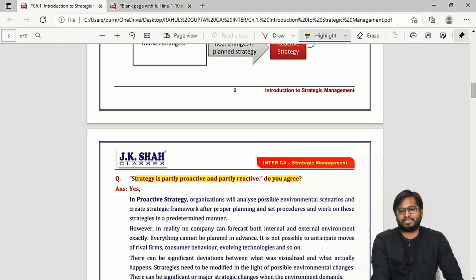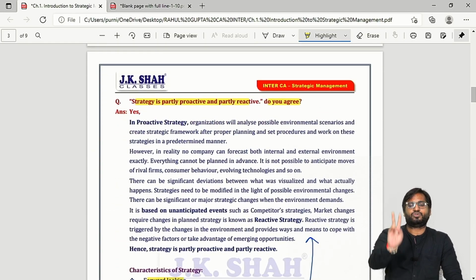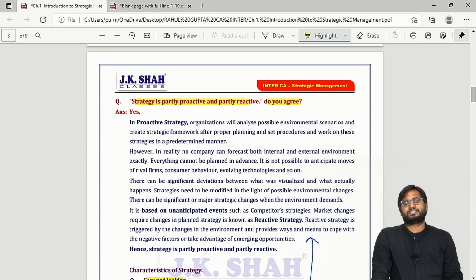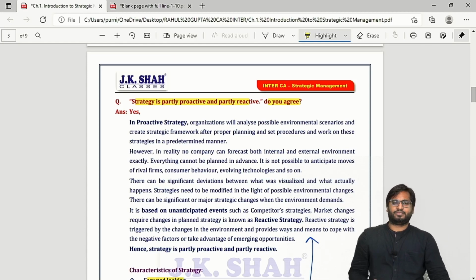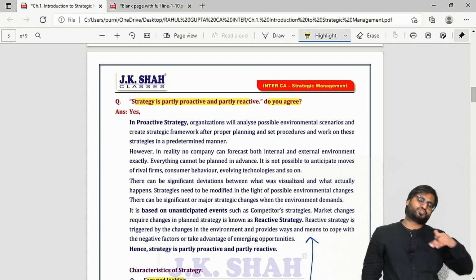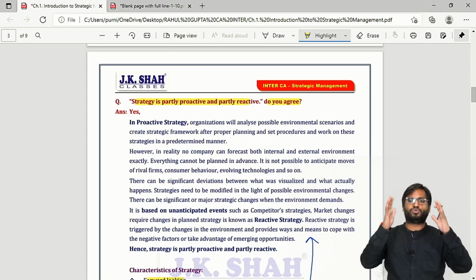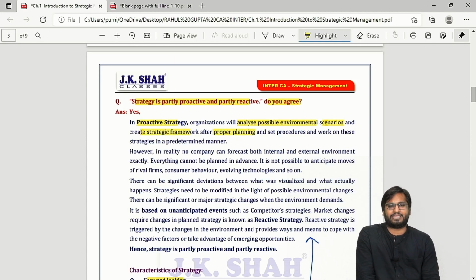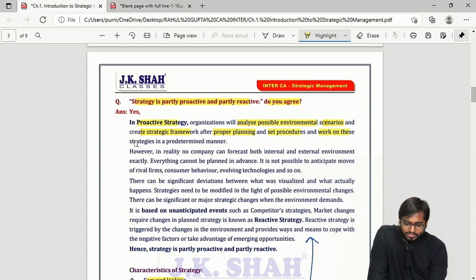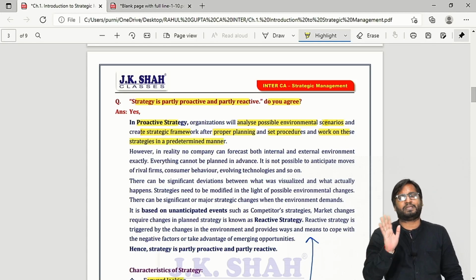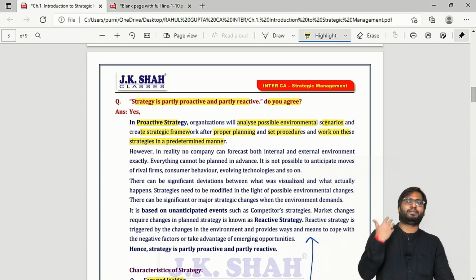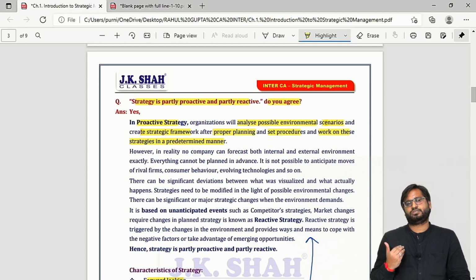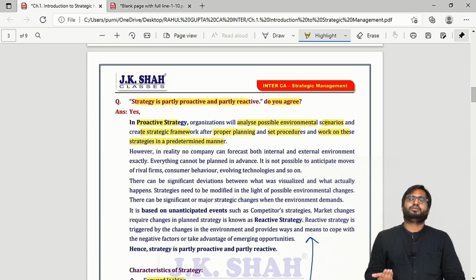So what do you mean by partly proactive and partly reactive? Strategy can be classified into two: proactive and reactive. In proactive, we study the environment and try to find out the future prospects. Depending on our vision, our strengths, and the opportunities that we have, we will formulate a strategy. So in proactive strategy, the organization will analyze possible environmental scenarios and create a strategic framework after proper planning, and set procedures and work on these strategies in a predetermined manner. In simple language, planning in advance. We will study the environment, try to find out what the future prospects will be, and depending on our findings, we plan now for the future.